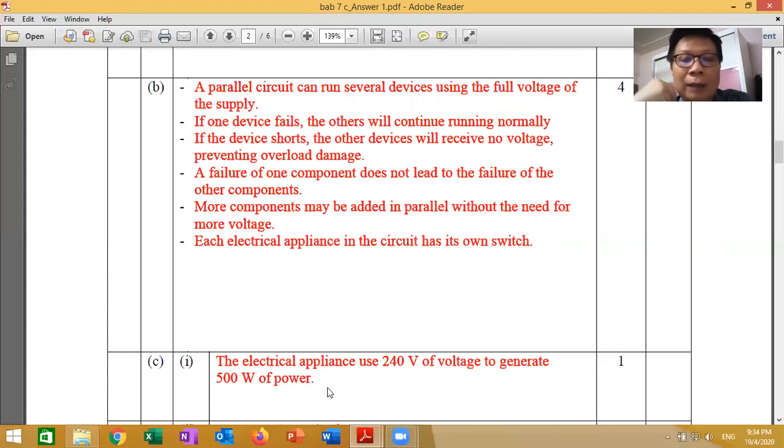You write it down. This means 500 joules of energy is produced every second. 500 joules of energy is produced in 1 second when the voltage supply is 240 volts. I repeat now: 500 joules of energy is produced in 1 second when the voltage supply is 240 volts. Got it or not? That answer is given.